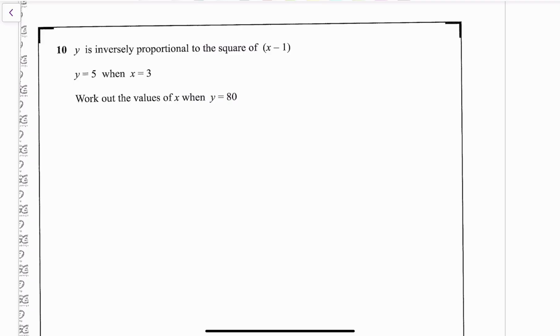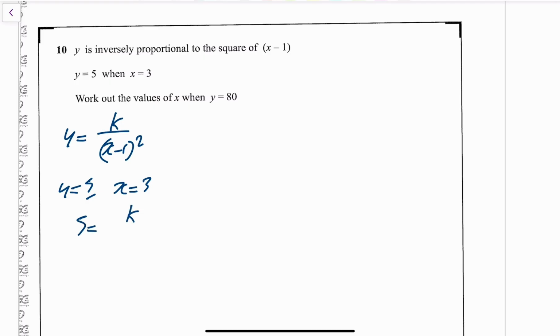Next one says y is inversely proportional to the square of x minus 1. y equals 5 when x equals 3. Work out the values of x when y is equal to 80. Okay, no idea. Let's have a go. y is inversely proportional to the square of x minus 1. So y equals k over x minus 1 squared. And then put in y equals 5, x equals 3.